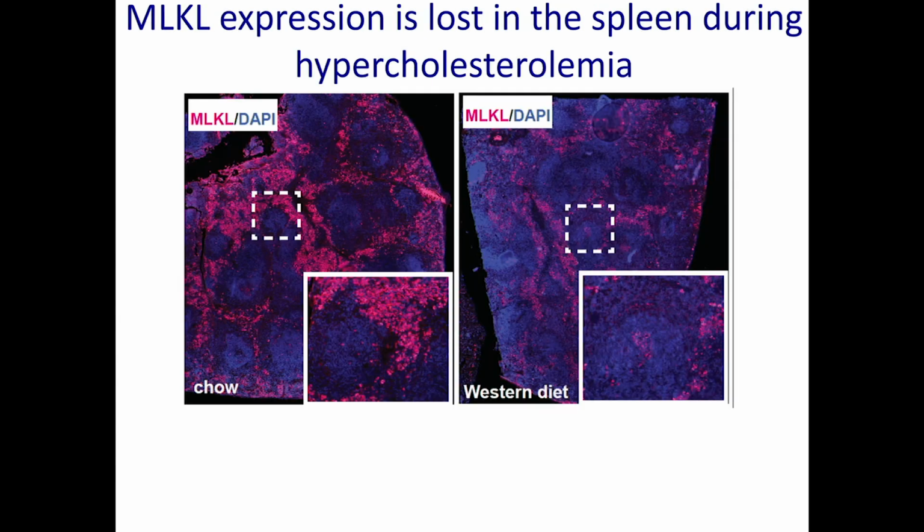But when you put mice on a Western diet, so you raise their plasma cholesterol levels, and this is meant, of course, to mimic the atherosclerotic environment in humans, we lose MLKL expression. We don't know why, we don't know how, but we lose it. And that may correlate to why we see an expansion of these monocytes that contribute to atherosclerosis under the same condition. So perhaps MLKL is acting as some kind of brake on the hematopoietic expansion and the immune cell mobilization out of the spleen. And when you don't have MLKL, we see an expansion of those immune cells.